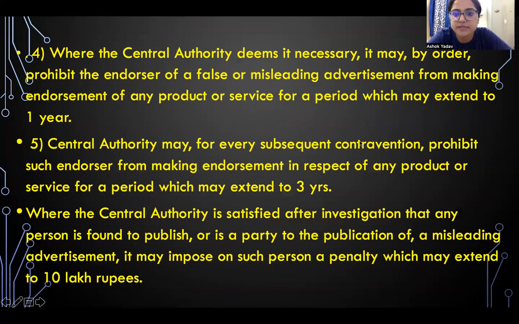Now, where the central authority deems it necessary, it may, by order, prohibit the endorser of a false or misleading advertisement from making endorsement of any product or service for a period which may extend to 1 year. Right? If the central authority finds that you're advertising anything and it is false or misleading, then it can ask you to not continue with those advertisements for a period of 1 year. Right? Central authority may, for every subsequent contravention, prohibit such endorser from making endorsement in respect of any product or service for a period which may extend to 3 years.